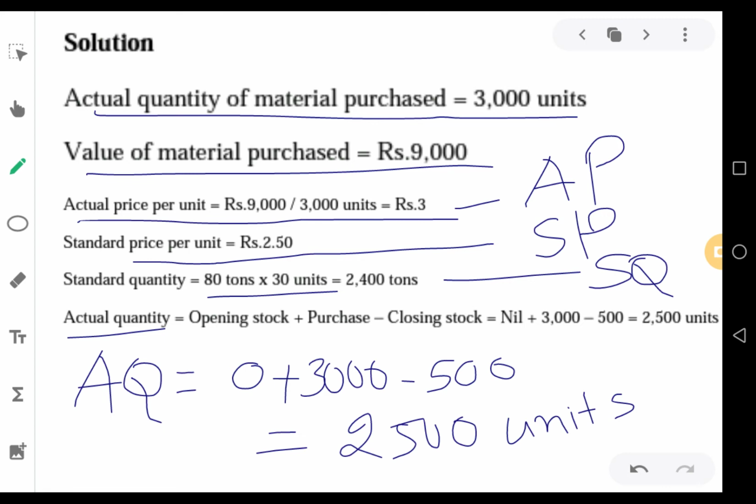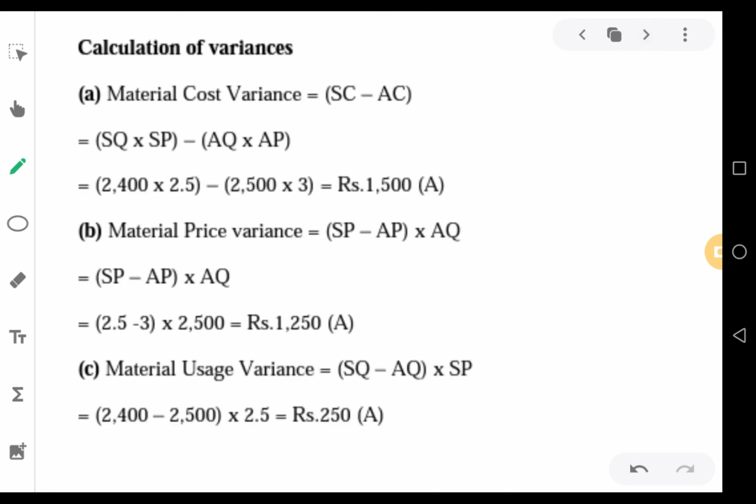Now, as of now we have derived actual quantity, actual price, standard quantity, standard price. When these 4 items are available, you can proceed to use the equations and calculate the material variances. Let us proceed with material cost variance first. Material cost variance is equal to standard cost minus actual cost. Standard cost is nothing but standard quantity into standard price. In the same manner, actual cost you can expand as actual quantity into actual price.